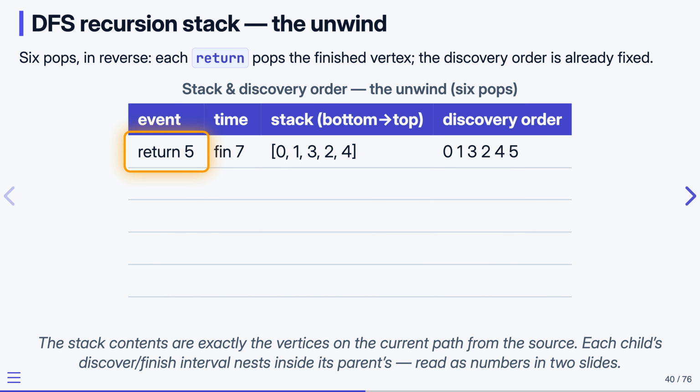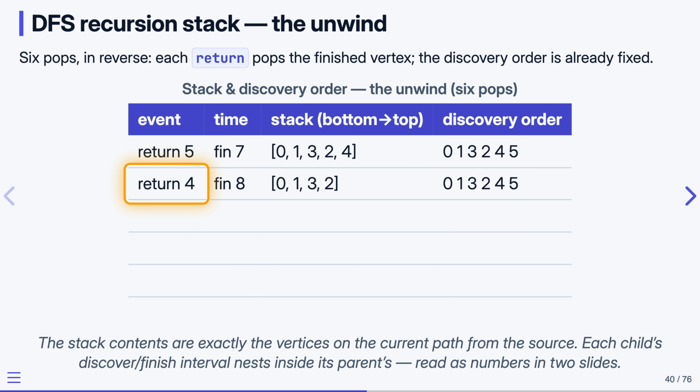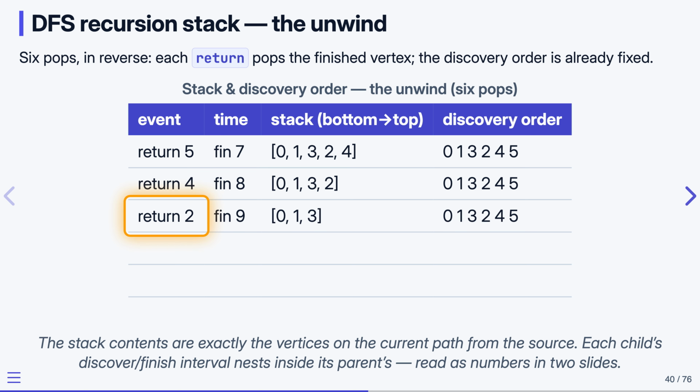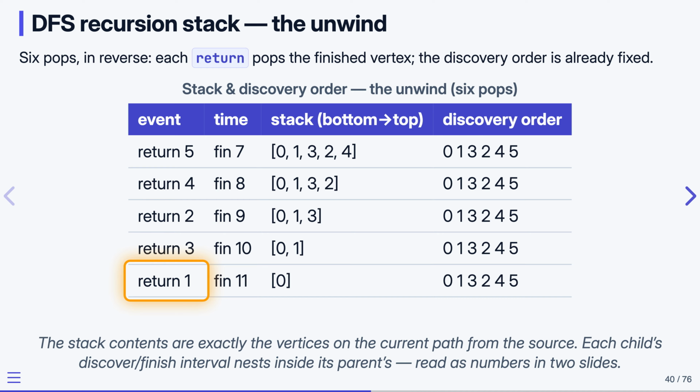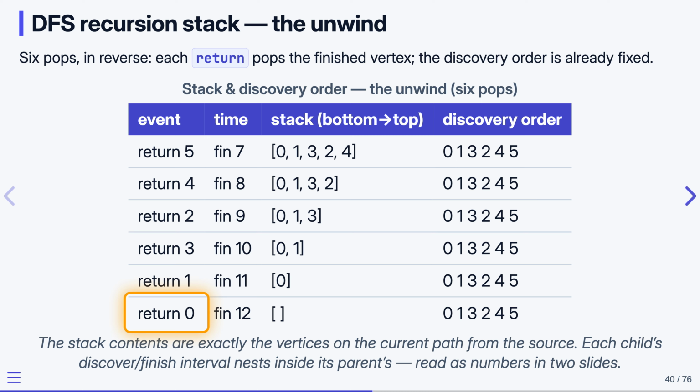Here are those same 6 pops as table rows. Return 5, finish time 7, and the stack drops to 0, 1, 3, 2, 4. Return 4, finish time 8. Return 2, finish time 9. Return 3, finish time 10. Return 1, finish time 11. And return 0, finish time 12.